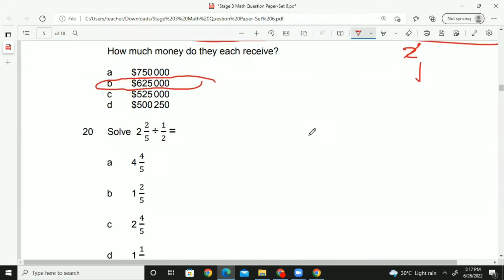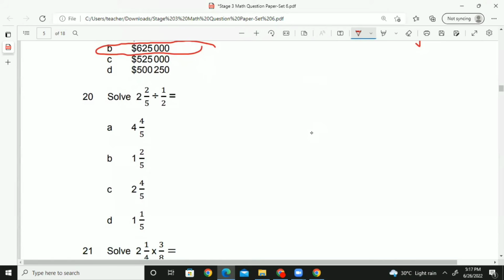Now the next one is a fraction. It says 2 and 2/5 divided by a half. So what we want to do is quickly check this out. 2 and 2/5 divided by a half. We're going to convert to an improper fraction. So 5 twos is 10 plus 2, that's 12 over 5.